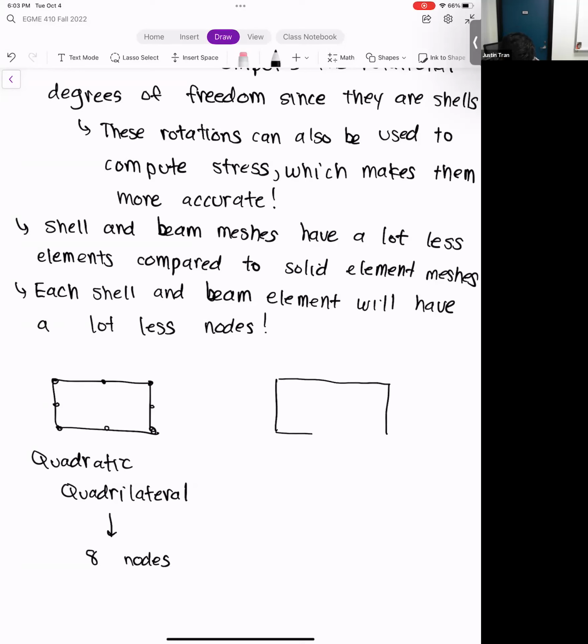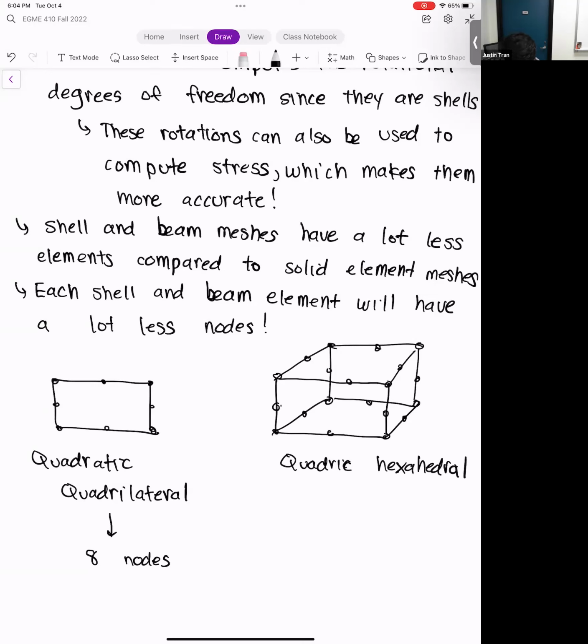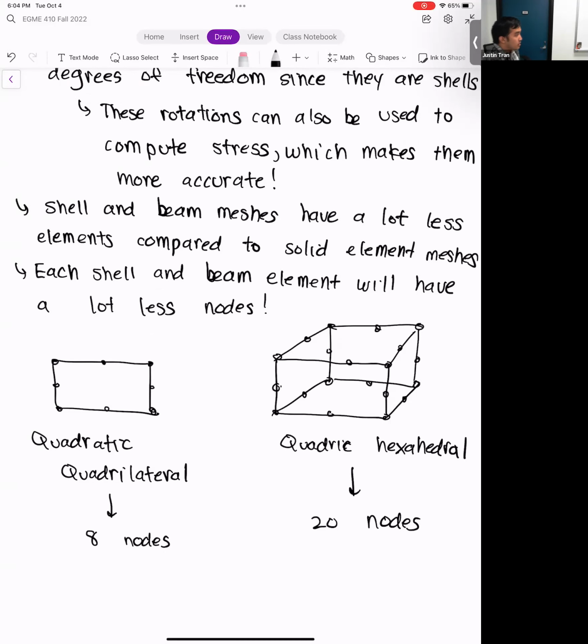Versus its 3D cousin, the quadratic hexahedral. I don't even want to draw all the nodes because it's so many. I think that's all of them. Okay. And so the quadratic hex, we know, has 20 nodes. And so that's 12 less nodes per element.